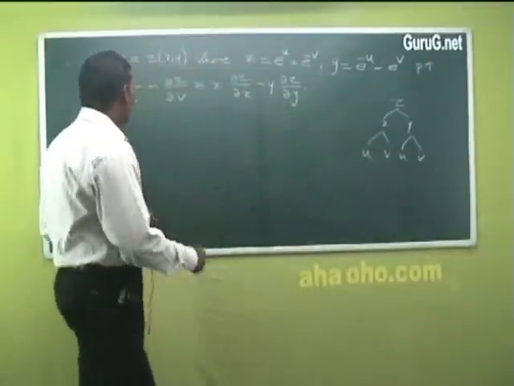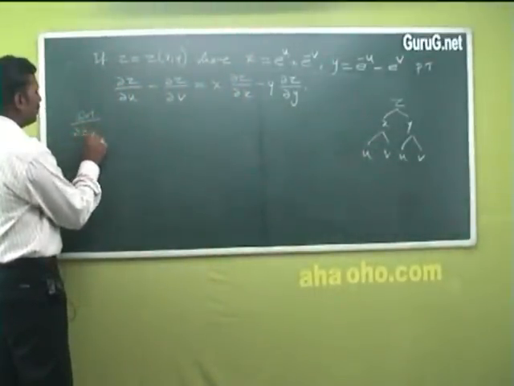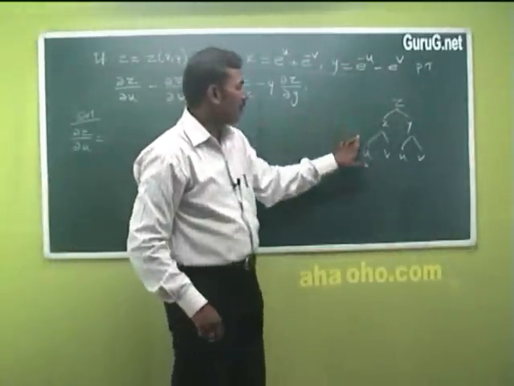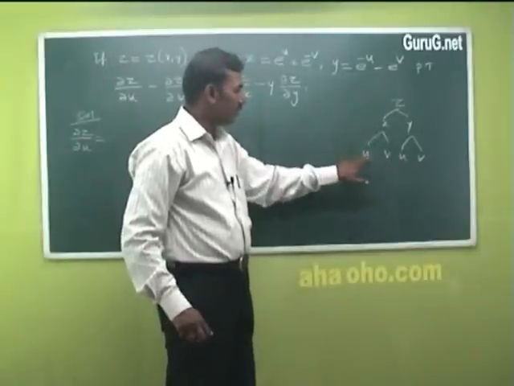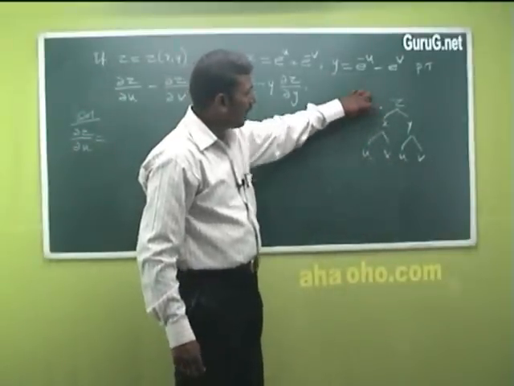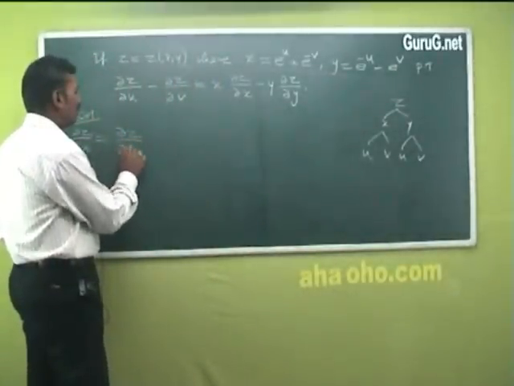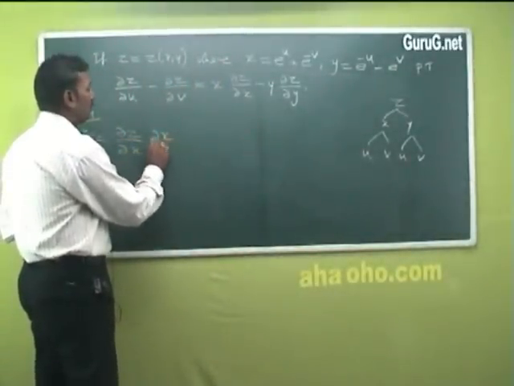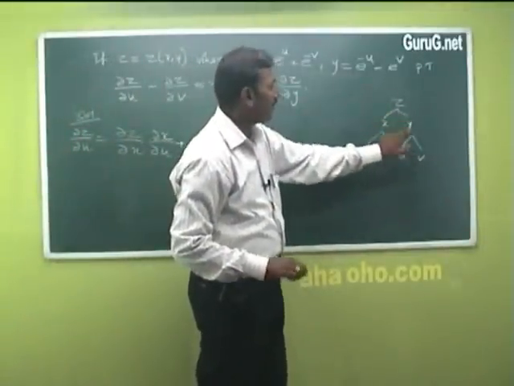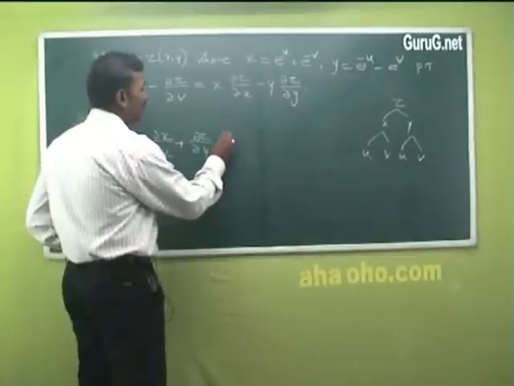So what will be the formula? So dou z by dou u, where z is a function of u and v, so we can find dou z by dou u and dou z by dou v. So dou z by dou u equals dou z by dou x into dou x by dou u, plus dou z by dou y into dou y by dou u.